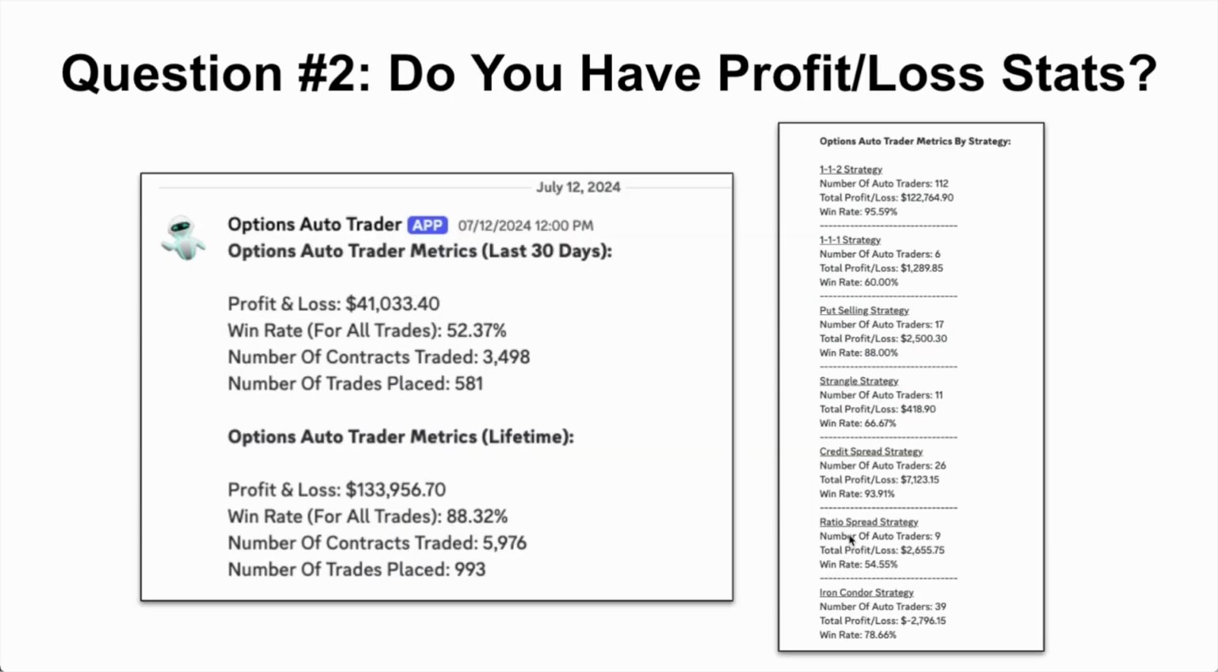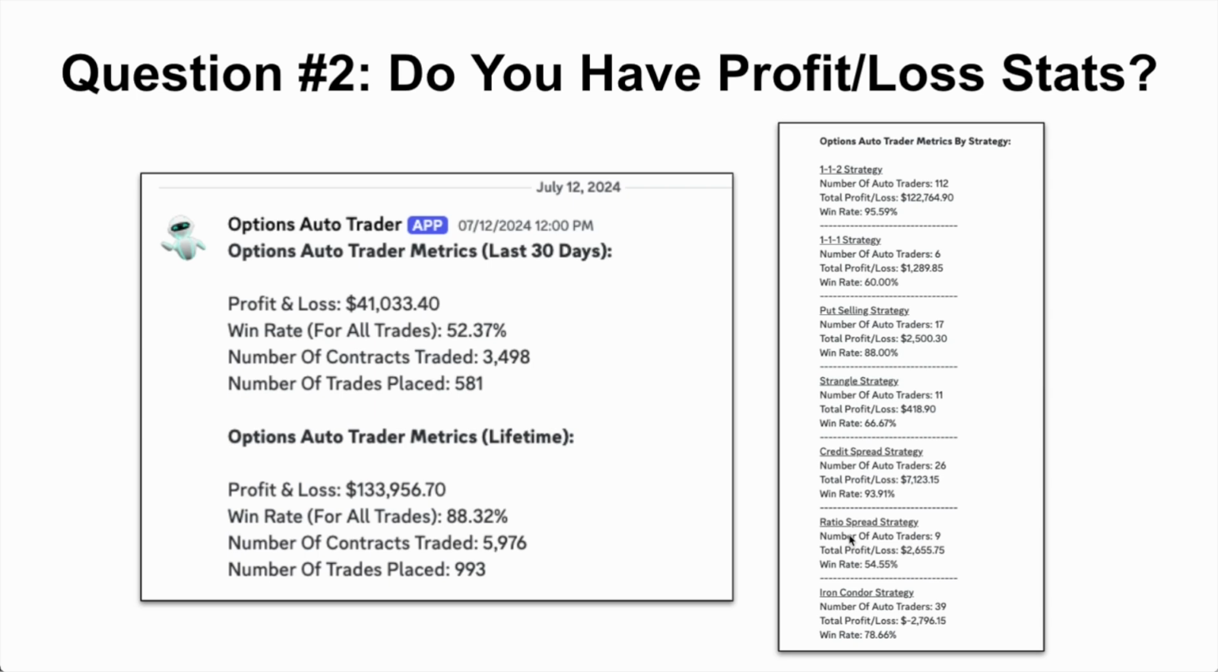Question number 2, do you have profit and loss stats? Guys, as you've seen through this demo, the options auto trader is very custom. You can create a bot around every different strategy, and you can change the delta as you want. So it's hard to say, yes, you'll do this, because I can't say what auto trader you'll make.